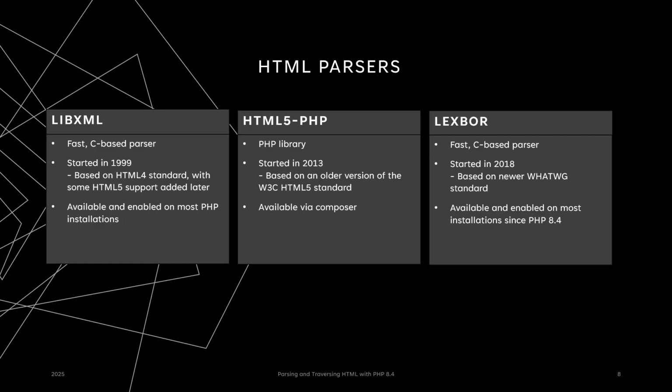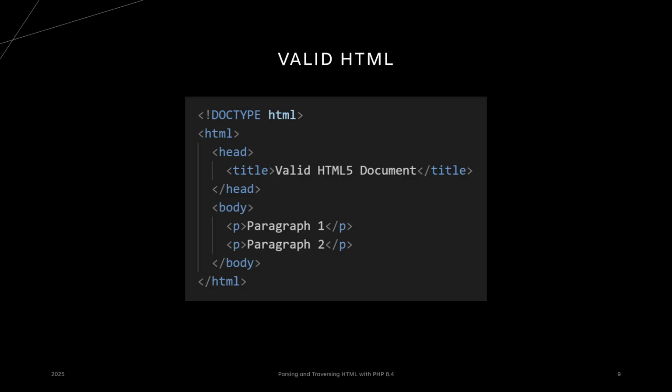And Lexbor is the latest one, basically, that's been introduced in PHP 8.4. Has anyone heard of it before? Okay. Nice. I'd never heard of this when it was released, so I was very curious when it came out. But that's another fast C-based parser. Speed-wise, it's kind of similar to libxml. It was started in 2018 based on the newer WHATWG standard, which is now the current body that maintains the HTML standard. And it's pretty much available and enabled on most installations since PHP 8.4. So there's no dependency or package, anything like that. It's built in.